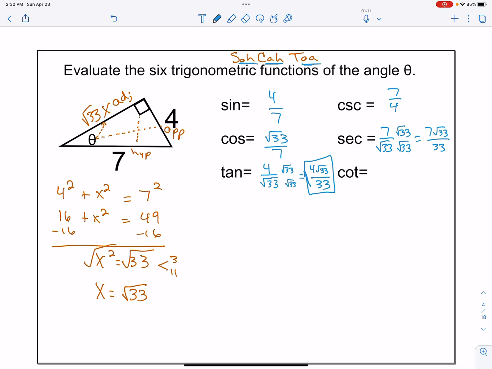And now here for the cotangent one, you can make this really easy or really difficult for yourself. I'd go with the easy way if I were you. I'm not going to flip this one. That would be atrocious because then you're going to have to do rationalizing the denominator again. I would go back to this original one over here and flip that. So this becomes root 33 over 4 for our answer.